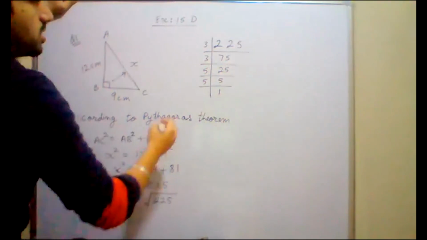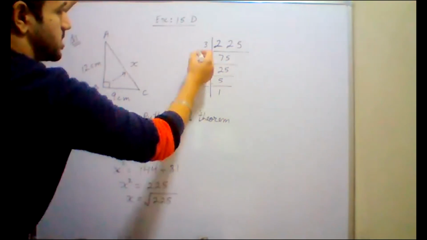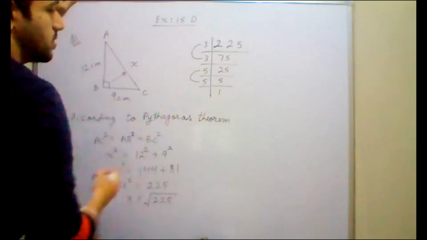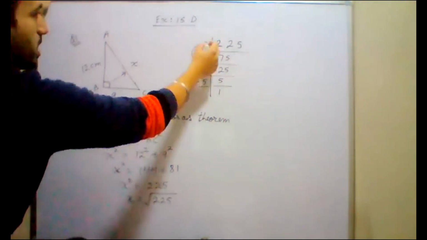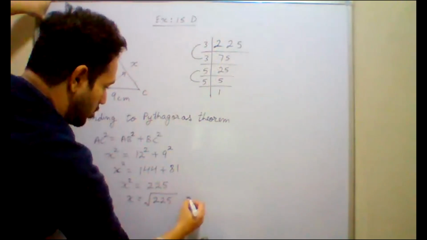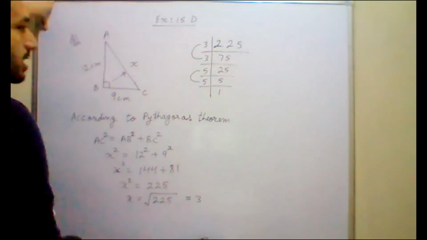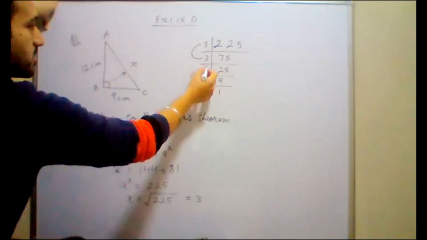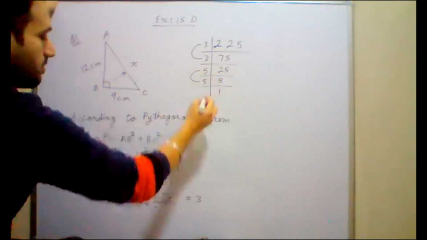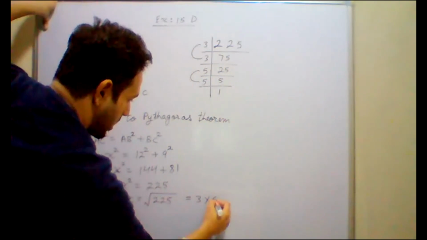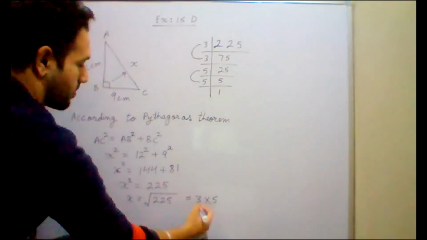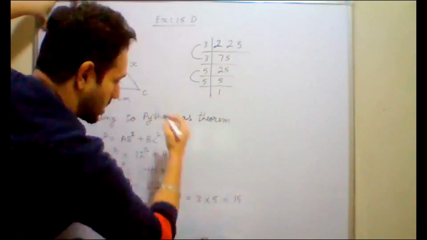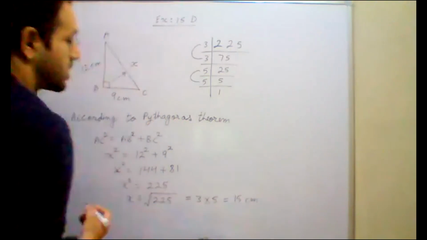Now look, in the prime factors, 3 is coming 2 times and 5 is also coming 2 times. So there is a pair of 3. 3 is coming twice but we will write only one time. Any number that comes twice, we write it once. 5 is also coming 2 times. There is a pair of 5 but you will write it only one time. 3 into 5. What is the product of 3 and 5? 15. So what is the length of the third side? 15 centimeter. The answer is done.